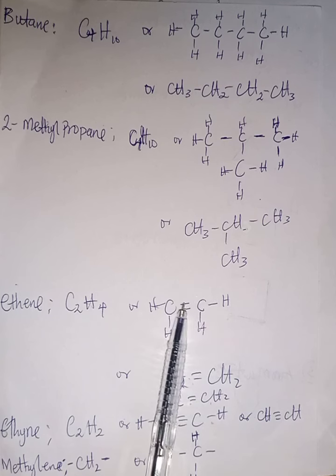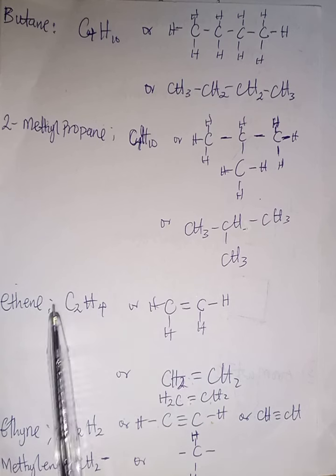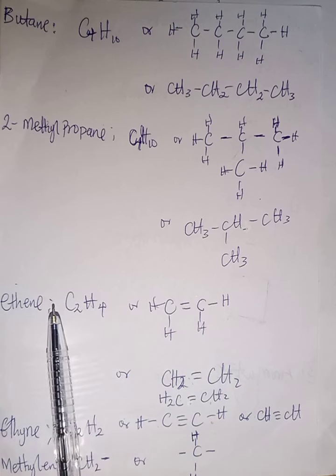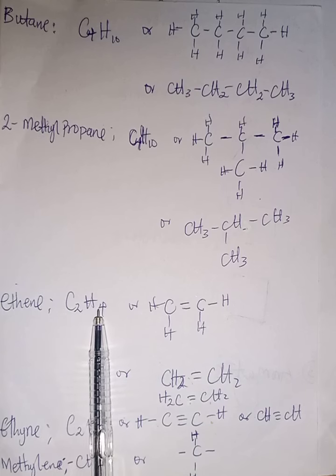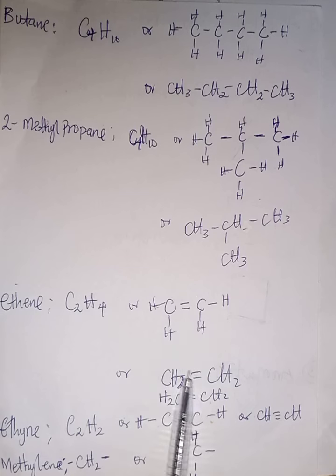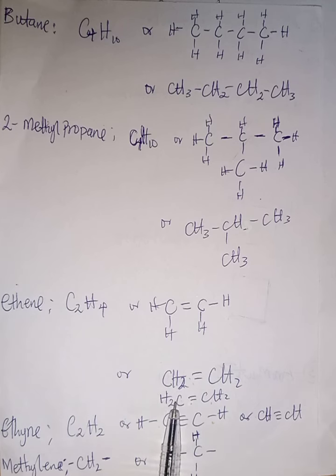What about this one? 1, 2, 3, 4. It's attached to this one. So all these other bonds will take hydrogen. So we have H4. Remember the general molecular formula of alkenes, CnH2n. So 2 times 2 will be 4. Or you can also write it like this: C2H4. You can also write it this way. Take note of that. Or you can decide to write it like this: H2C double bond CH2.